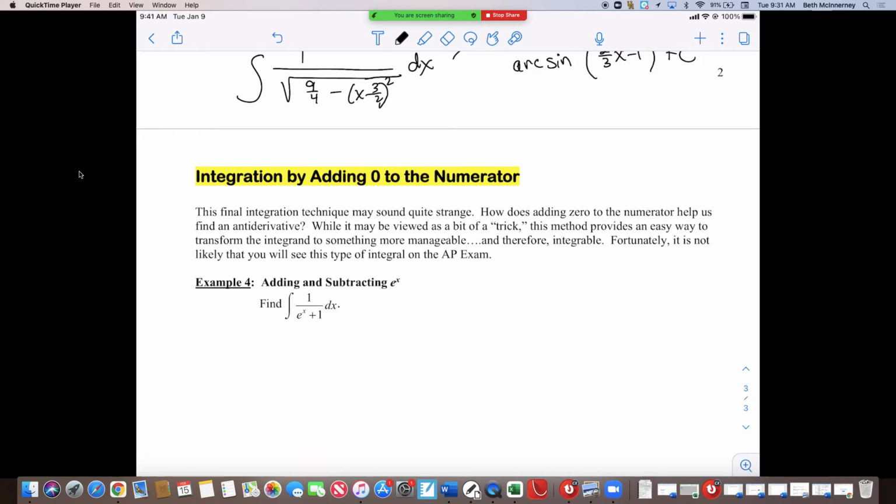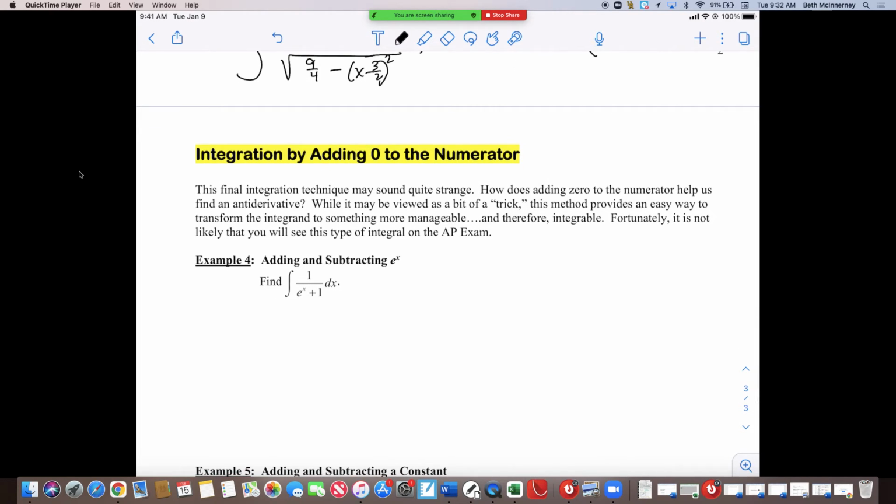So this one does sound a little strange. How does adding 0 to the numerator help us find an antiderivative? While it may be viewed as a bit of a trick, this method provides an easy way to transform the integrand to something more manageable and therefore integrable. Fortunately, it is not likely that you will see this type on the AP exam. This is probably more of a BC, but let's take a look at it because it's super cool.